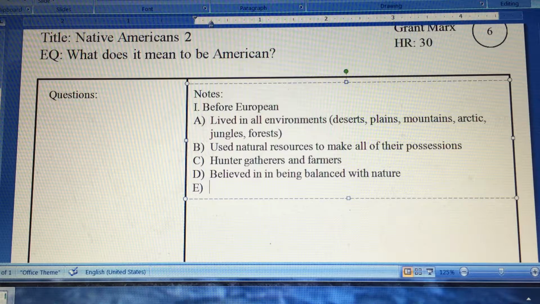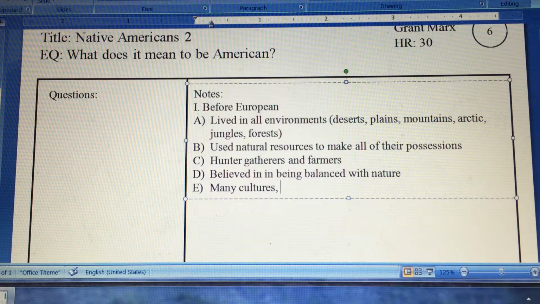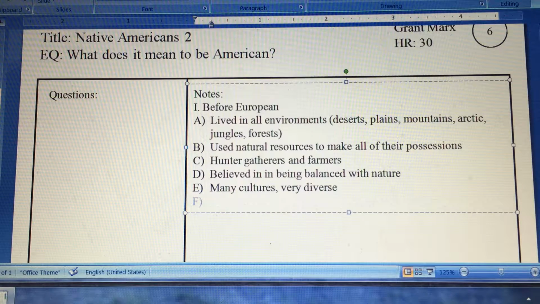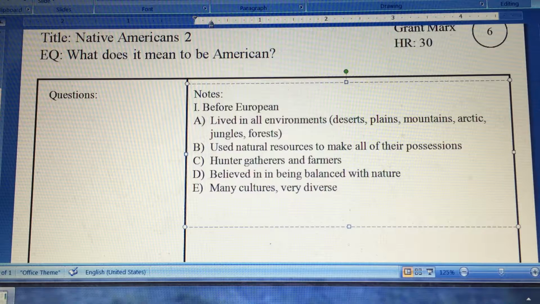And this is going to be our final point for our beginning of before Europeans. We want to say that there were many cultures and they were very diverse. So diverse in this case is going to mean that there were lots of different kinds of natives, okay? They weren't all the same. So let's skip a line so it'll be a little easier to read.